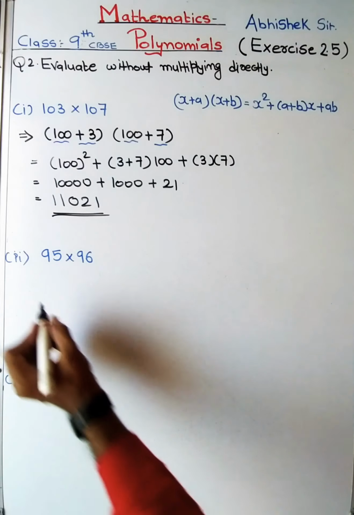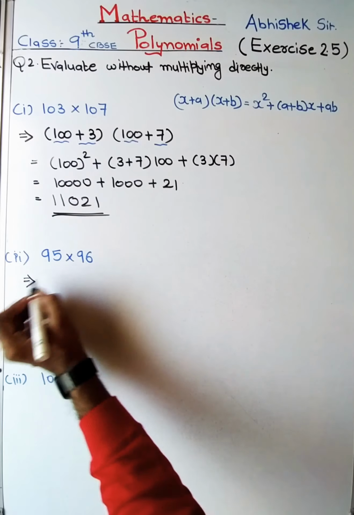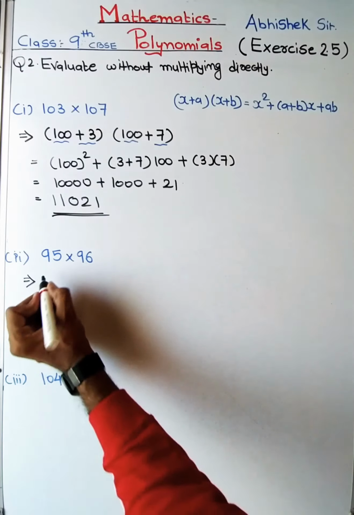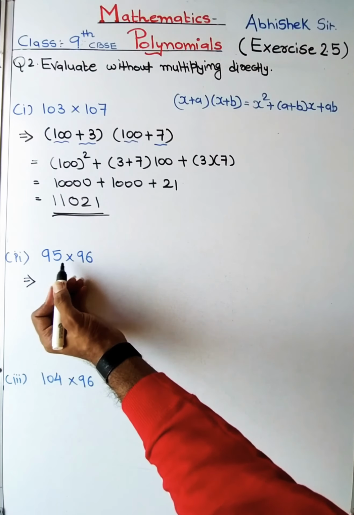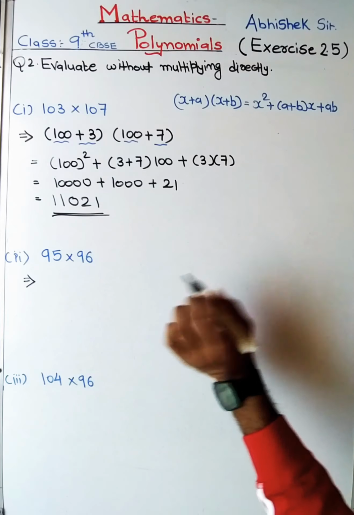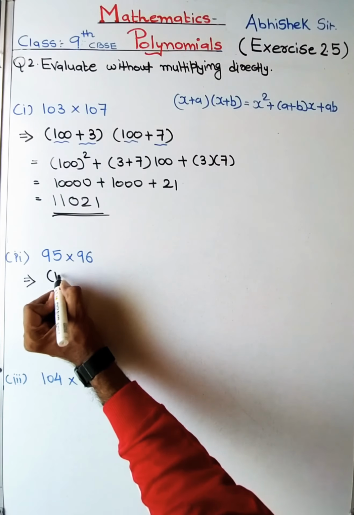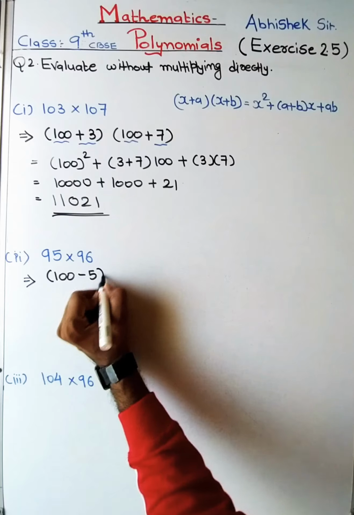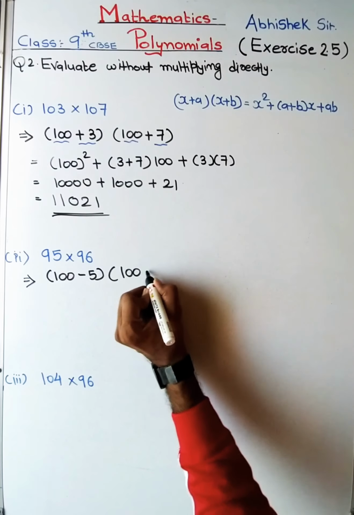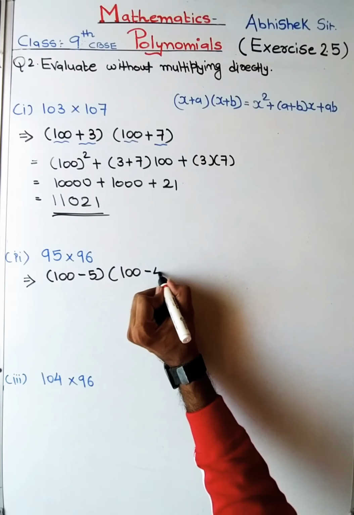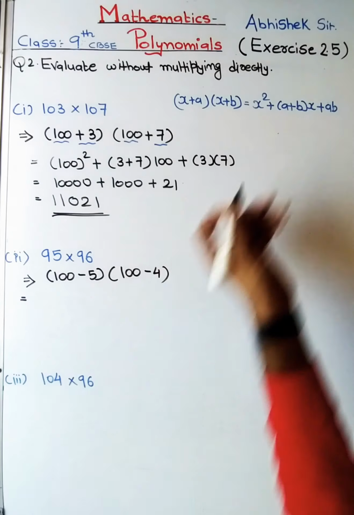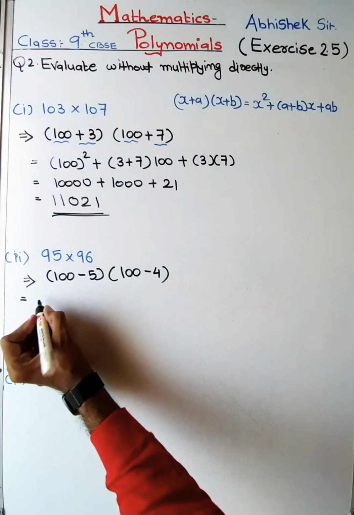Moving on to this one, here the concept changes. It will be 100 minus something. Of course there are methods in which you can add, like it will be 90 plus 5 and 90 plus 6. Okay, also it can be 100 minus 5 and 100 minus 4. Clear? So again this is the similar kind of identity that we are using.